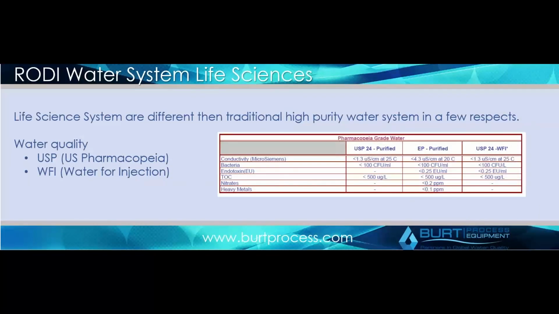Typically, high purity water systems for pharmaceuticals rely on either USP or WFI water. WFI water, which is water for injection, is made a very different way than what we've been talking about today. It will be done through distillation, which in and of itself is a different technology. USP is also made that way, but it's also allowed to be made through membrane technology, such as an RO.